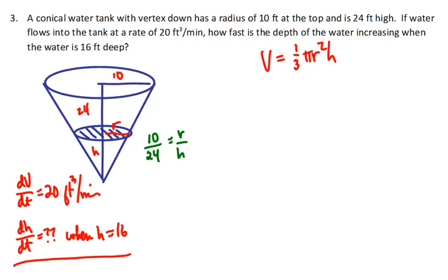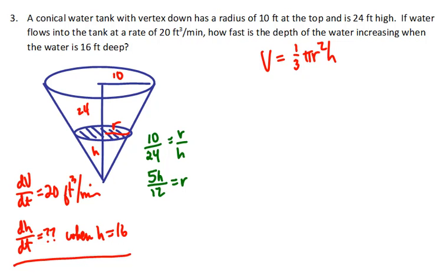And from the diagram we could use similar triangles to show that 10 is to 24 as r is to h. Solving for r and simplifying, we would get that r is equal to 5h over 12. Again, why are we solving for r and not h? Because the problem is asking us for dH/dt. So we need h in the problem. We don't have any information about r, so we want to swap out r.